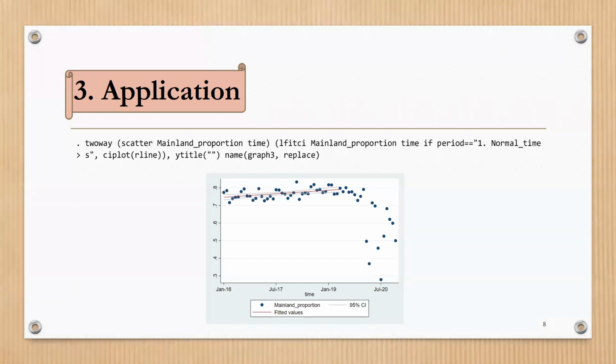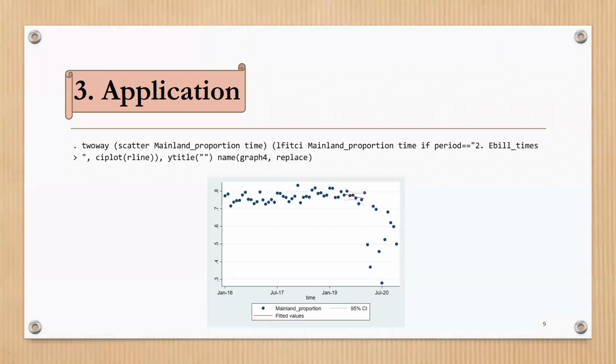It is because when we define the period equals to 1 normal times, it is only up to May 2019. So therefore, you can see the fitted values here only covers period 1. So on the right, there is no more fitted values. And again, lfitci, the L refers to linear. So here the fitted values are assuming that there is a linear relationship.